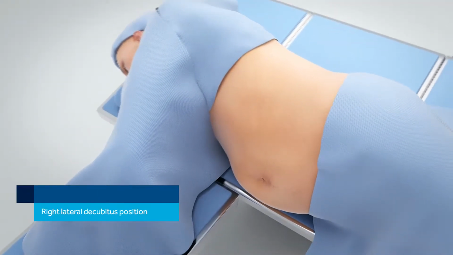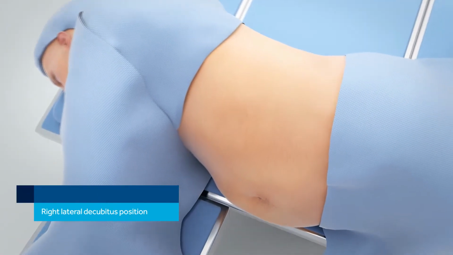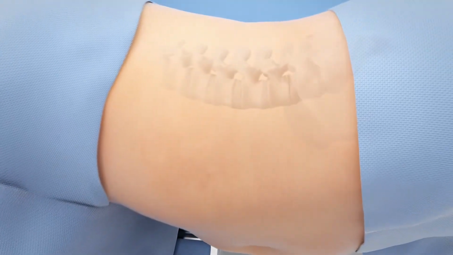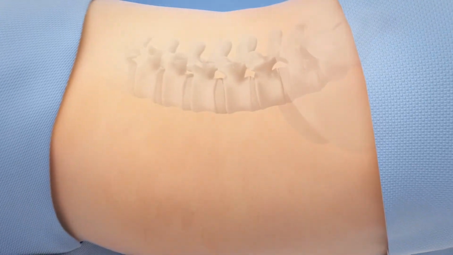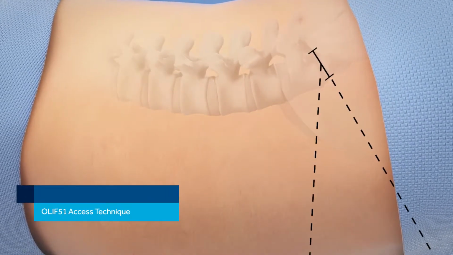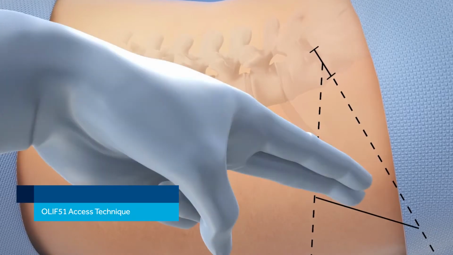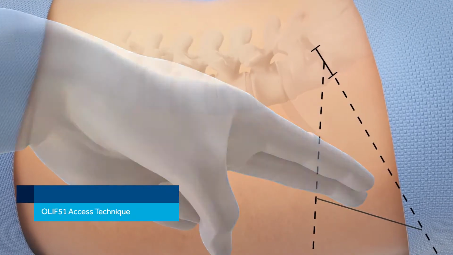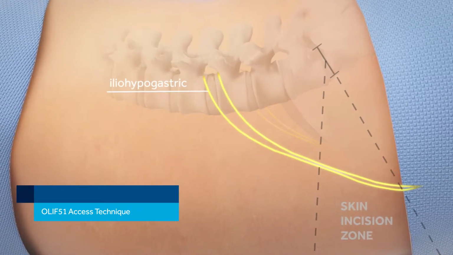The patient is placed in the right lateral decubitus position, close to the front of the surgical table. The C-arm is posterior to the patient and may need to rotate at the base to obtain a true AP and lateral fluoro image. An oblique incision is made between these lines, 1 to 2 finger widths from the pelvis, to avoid the iliohypogastric and ilioinguinal nerves.